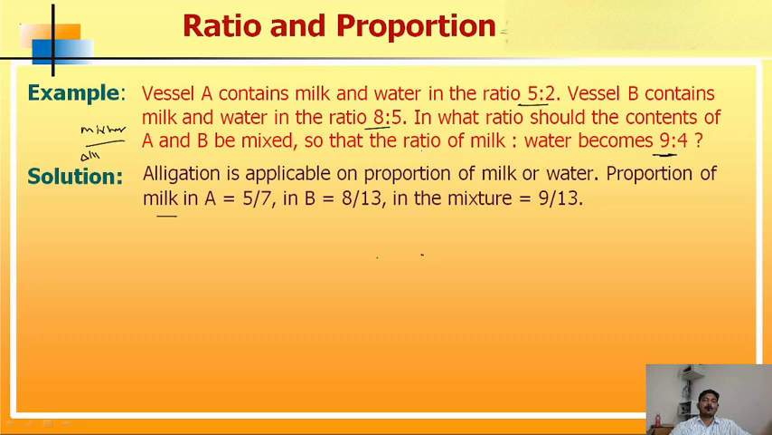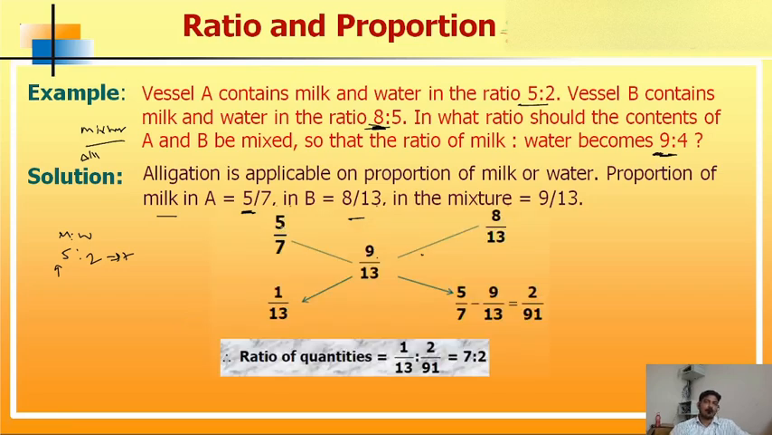Okay. See here, milk and water are in a 5:2 ratio. Here milk is 5 parts out of 7 parts. And what is the milk in the second vessel B? Milk is 8 parts out of 13 parts. And in the mixture, milk is 9 parts out of 13 parts. Now we can apply the alligation concept here: 5 by 7, 8 by 13 and 9 by 13.